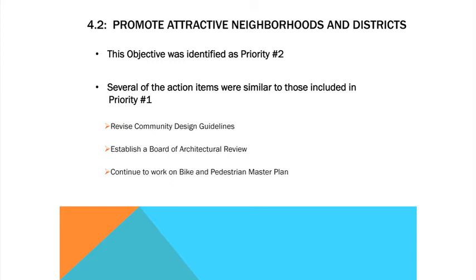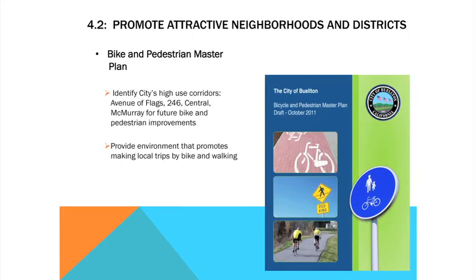And then one additional thing that I'll touch on, and I touched on in one of the other presentations, was the development of the Bike and Ped Master Plan. Just how it relates to this particular objective related to neighborhoods and districts, we felt that the Bike and Ped Master Plan focused on those corridors that are highly used for those modes of travel, such as Avenue of Flags, 246, Central Avenue, McMurray, and others.